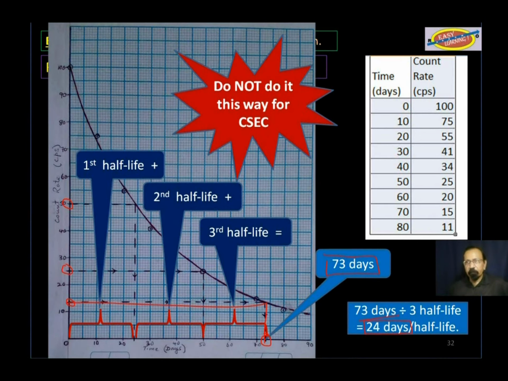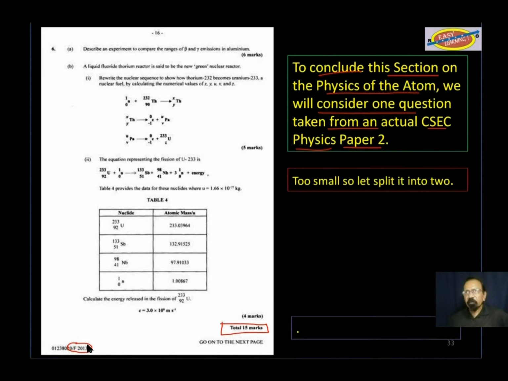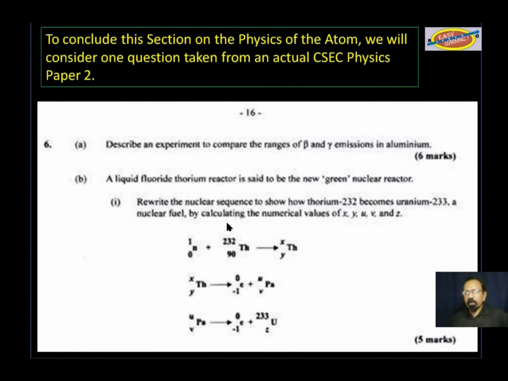Now, to conclude this section on physics of the atom, we will consider one question taken from an actual CSEC physics paper 2. Now, this is the question, this is the page, the whole question for 15 marks, but it's too small, so you cannot see that. Let me make it a little bigger, and even then it is too small. So I will type over these.